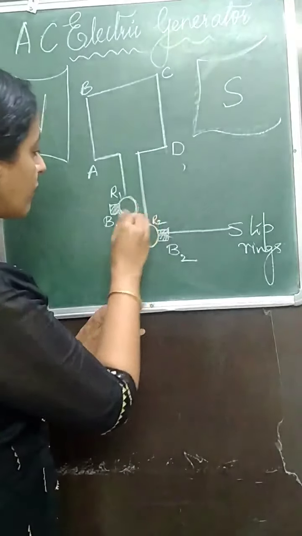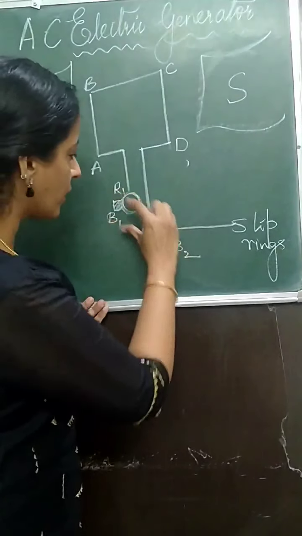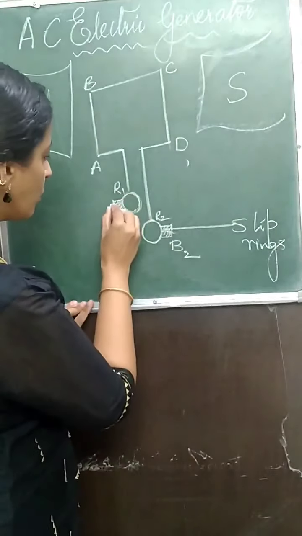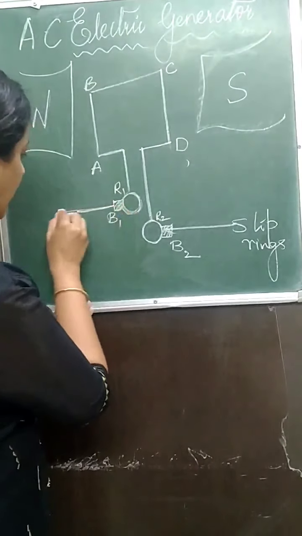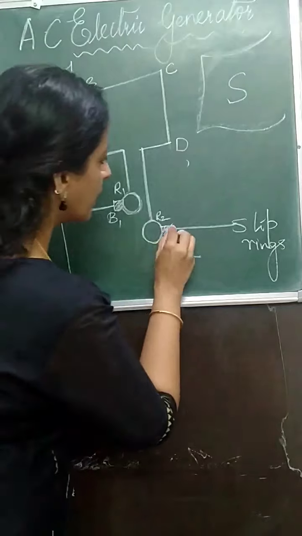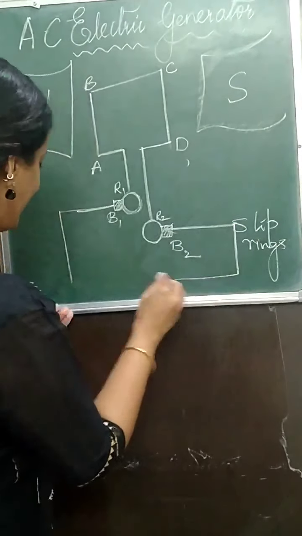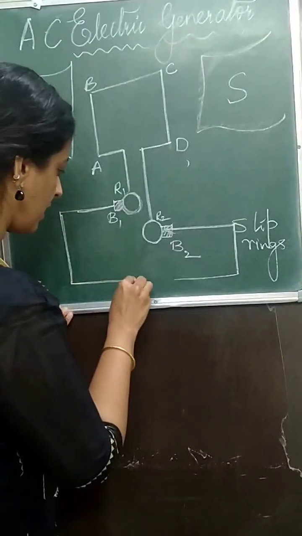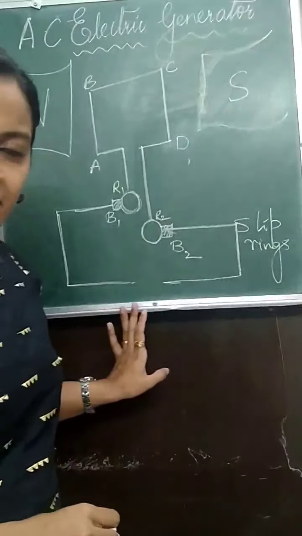Now to the coil we have kept a brush. Now these are the two rings and to brush B1 we have the outer circuit. Again a conducting wire from here, a conducting wire from here. That labelled part I will use it now here. And what will you connect here? What will you connect in the space available?